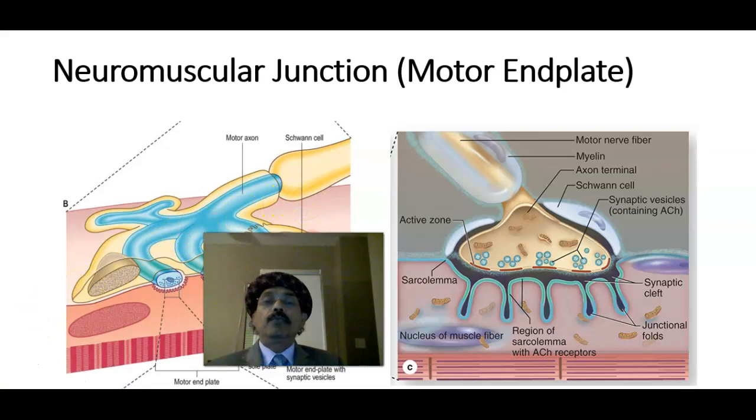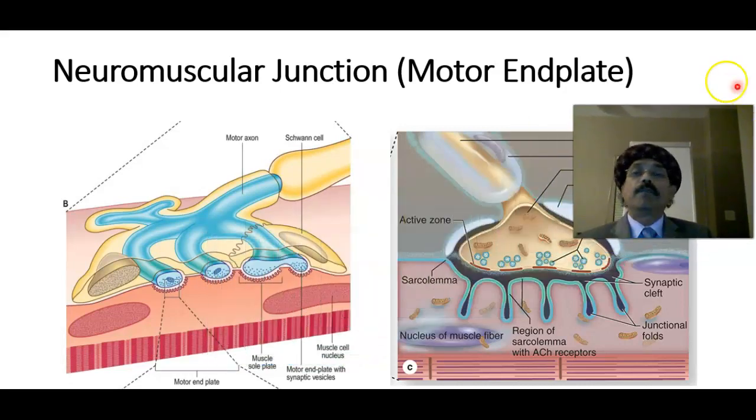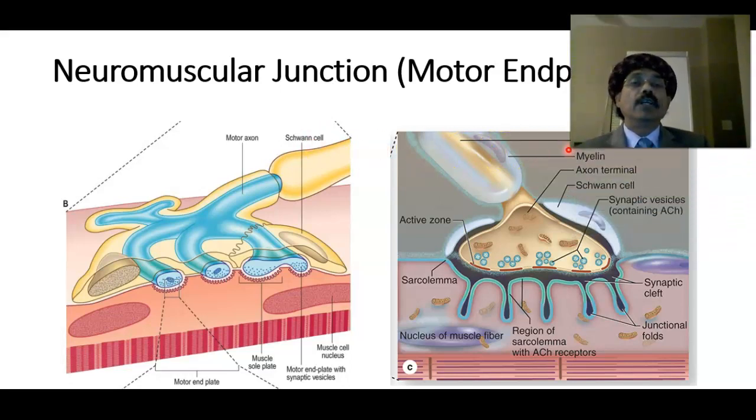Okay, we have two images here of the neuromuscular junction or motor end plate. This is the axon. The axon has a myelin sheath. That myelin sheath is made by the Schwann cell. We know that Schwann cells make the myelin sheath in the peripheral nervous system. Oligodendroglia make the myelin sheath in the central nervous system.